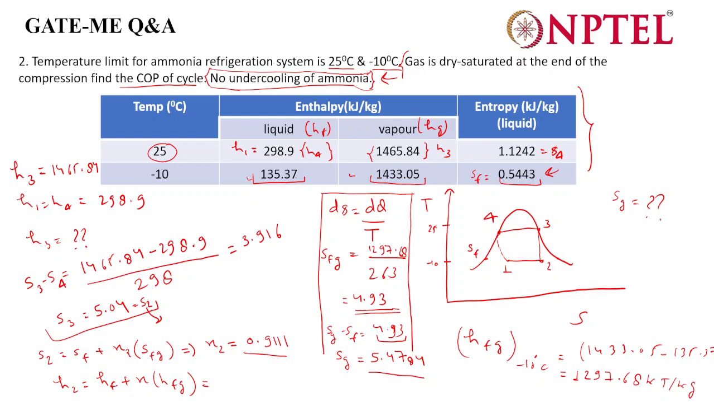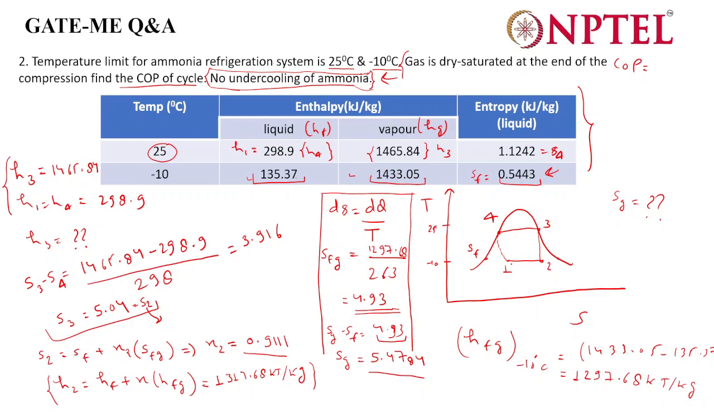Or you can subtract this and you will get this one. So what is the H2? Can anyone tell? 1317.68 kilojoule per kg. So now we know the enthalpy of all four points. Correct.